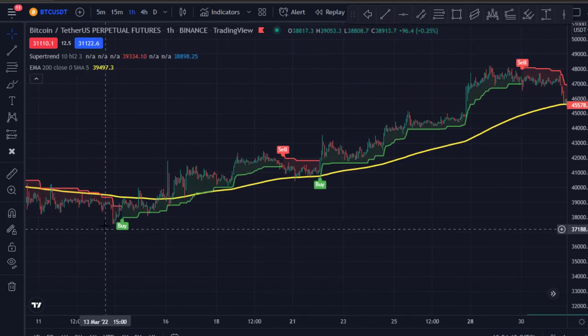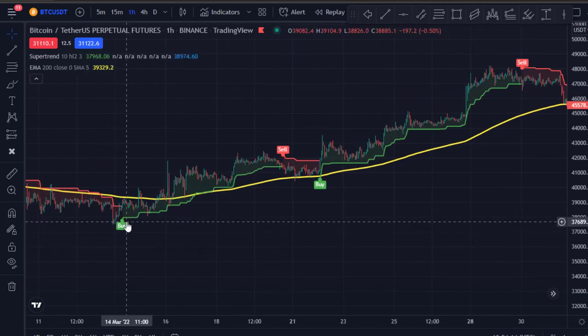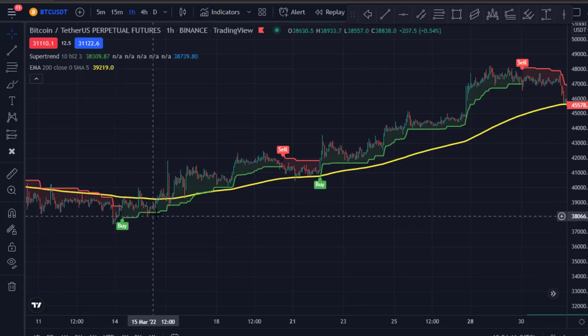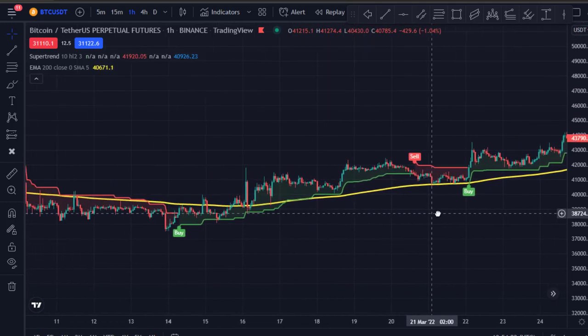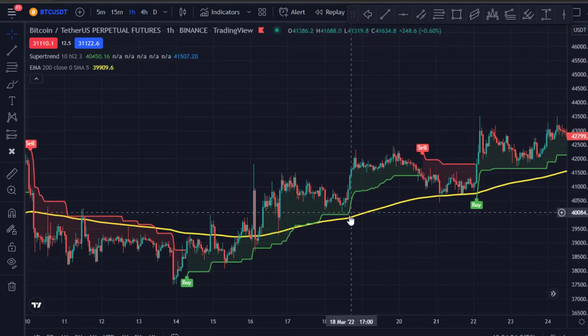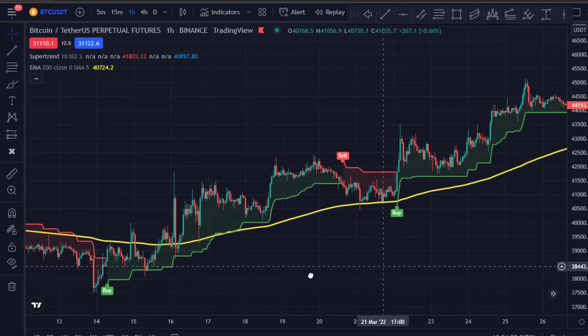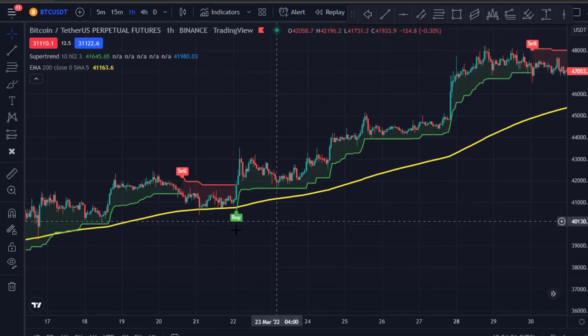In this chart we can see that the Supertrend gives a buy signal, but the price is still below the 200 EMA line, so we don't want to take positions yet. Once the price crosses above the 200 EMA line, while the Supertrend is still colored green, that is the time you want to take a buy position. And you close your trade here, when the Supertrend turns red.